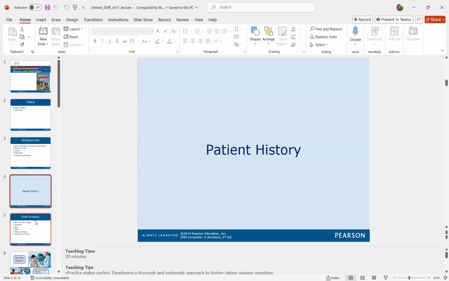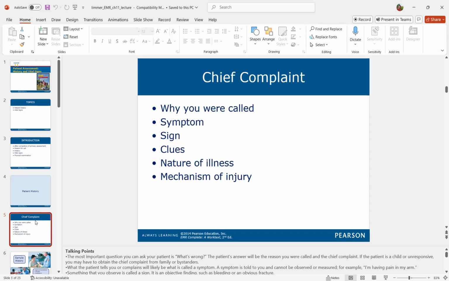So for patient history, when it comes to the chief complaint, the most important question we can ask somebody is what's wrong. We get through our primary assessment, and that's when you get to the AVPU stage. It's when you're walking up to your patient saying, "Hey, my name's Alyssa. I'm here with this service. What's going on? What's wrong?" The patient's answer to the question we ask is the reason they called, what's known as their chief complaint.